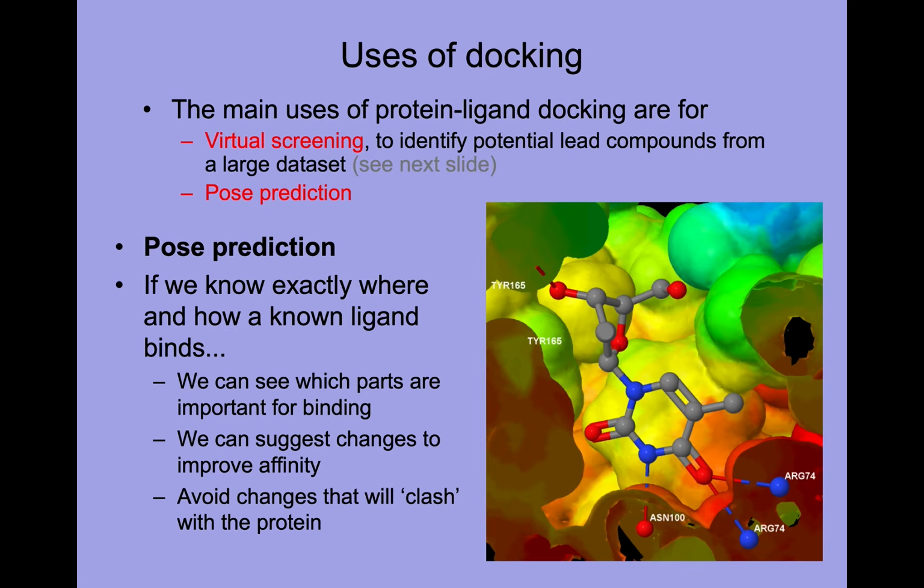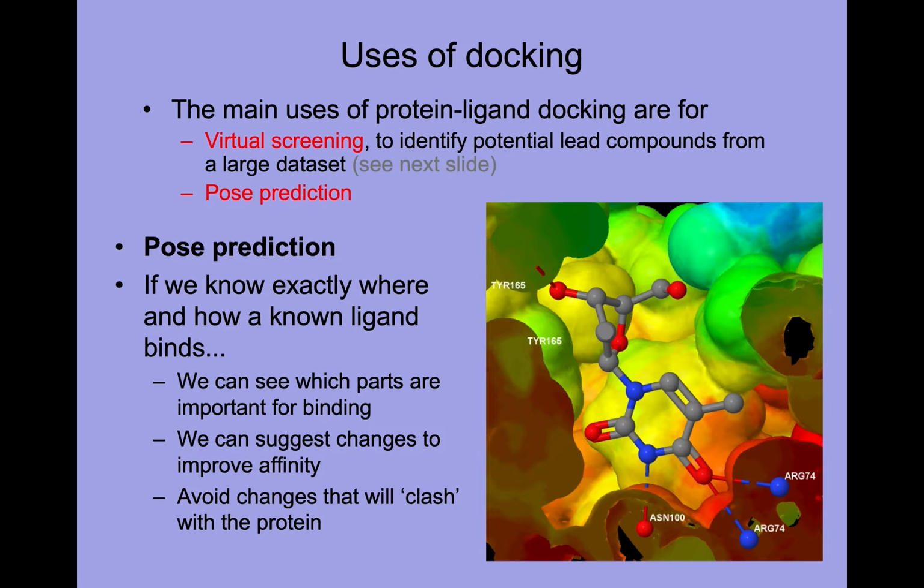The main use of protein ligand docking is virtual screening, that is to identify potential lead compounds from a large data set. If you have a large data set of molecules and you want to find good inhibitors against that protein, you can go for virtual screening. In today's lecture we will just dock one compound with our target protein, but we can also dock multiple ligands with our protein.